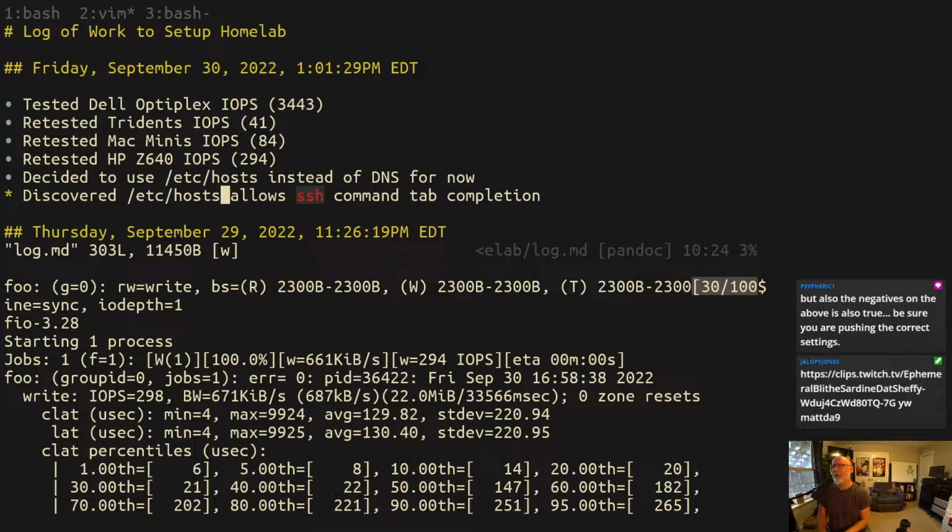Oh God. You're fired. No. Decided to use /etc/hosts instead of discover. /etc/hosts allows us tab combination.